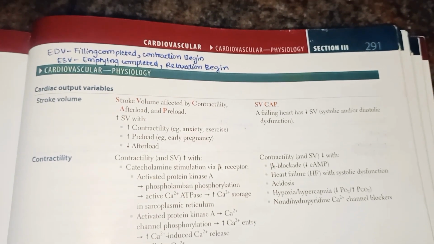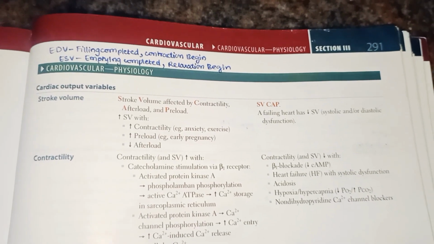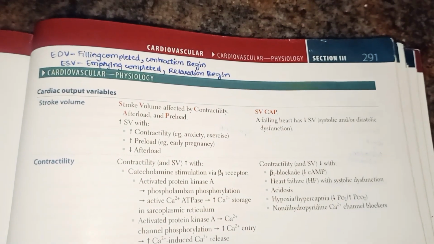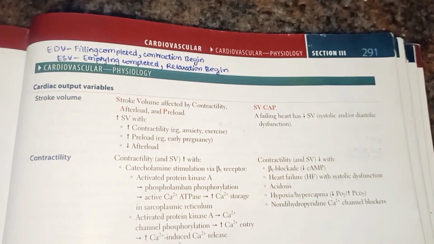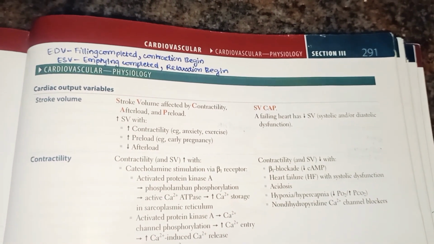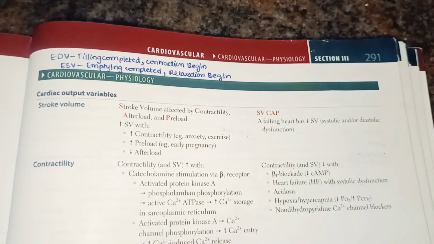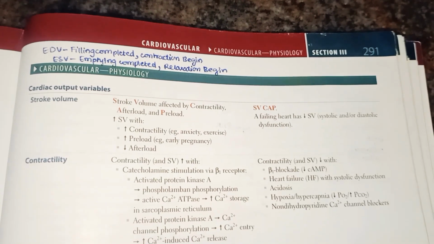Now let us start the physiology part of the cardiovascular system. First we need to understand the important terms here, that is end diastolic volume and end systolic volume. End diastolic, in the name itself you can see, after diastole means after completion of filling. So filling is completed and now it is about to contract, that is called end diastolic volume.